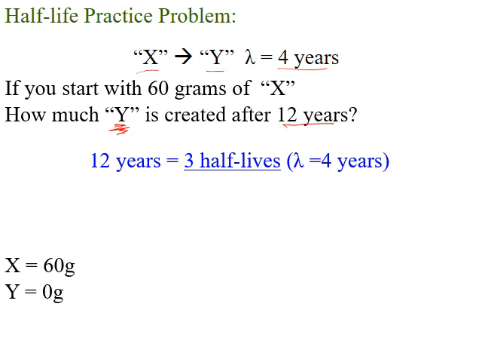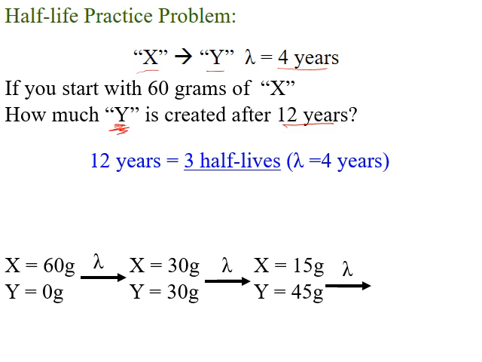I have 60 grams of X, 0 grams of Y. After 1 half-life, I'd have 30 and 30. After 2 half-lives, I have 15 and 45. And after 3 half-lives, I'd have 7.5, half of 15, and 52.5, because I did 7.5 plus 45 to get 52.5. So the answer here is not 7.5, because remember the question is how much Y is created. So the answer is 52.5 grams of Y.